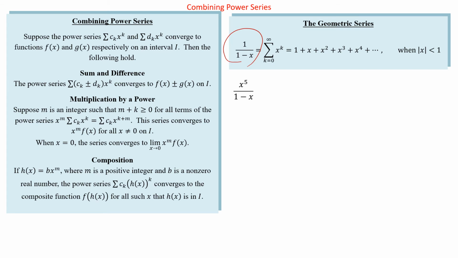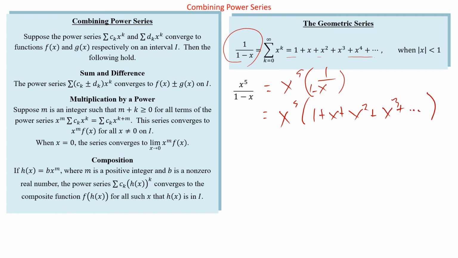So we want to find x to the fifth over 1 minus x, which we could write as x to the fifth times 1 over 1 minus x, which 1 over 1 minus x we can expand out in the geometric series. This is going to be x to the fifth times 1 plus x plus x squared plus x cubed plus dot dot dot. Distribute the x to the fifth: x to the fifth plus x to the sixth plus x to the seventh plus x to the eighth plus dot dot dot, which will turn into the series k equals 0 to infinity of x to the k plus 5.